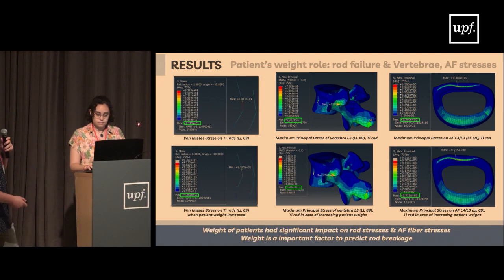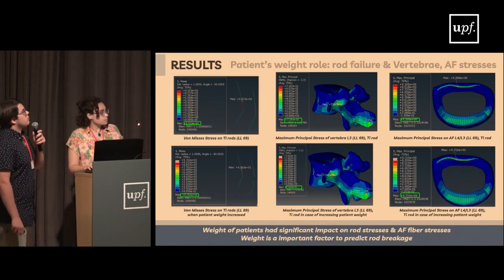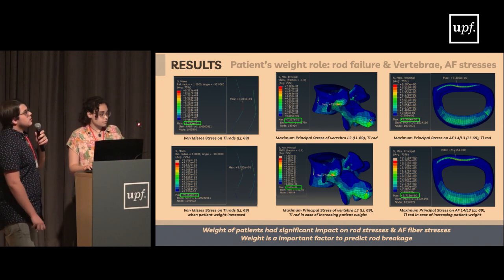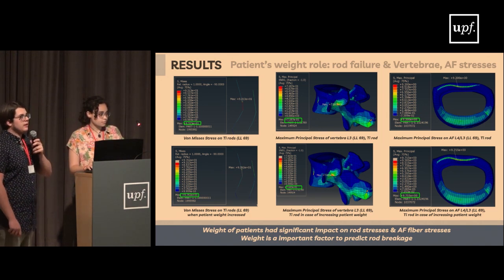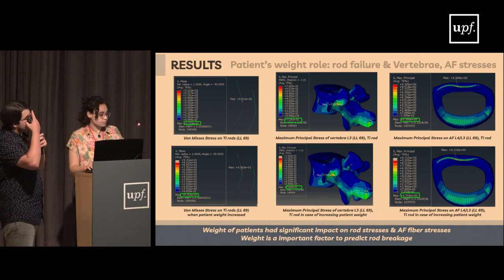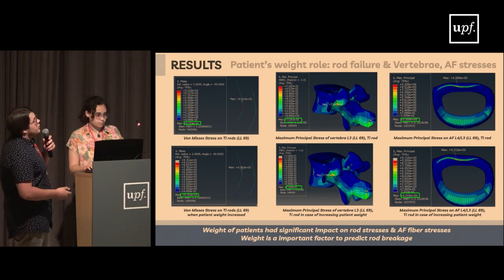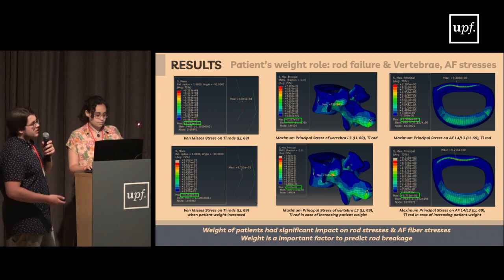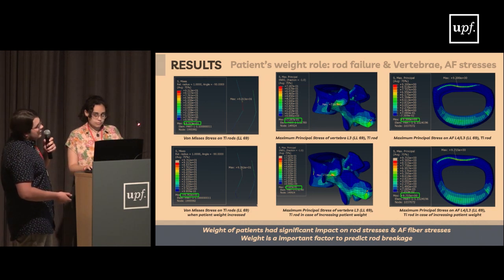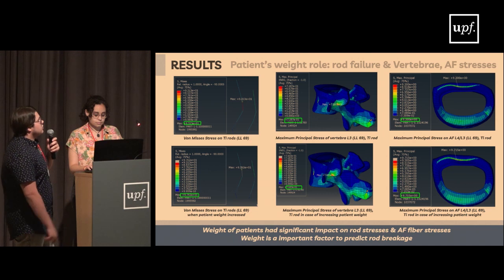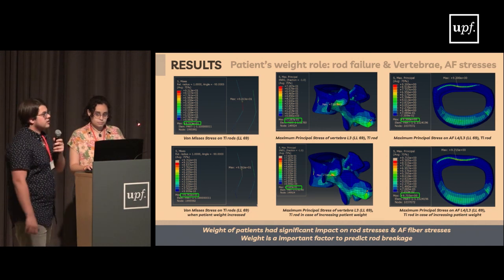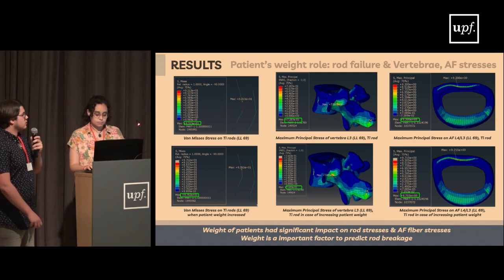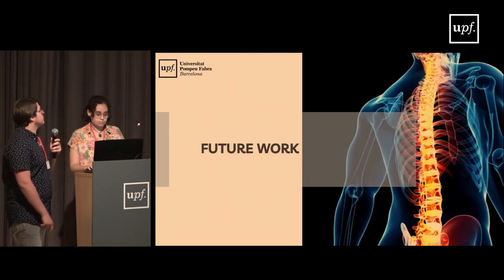That is due to the property that chrome cobalt is stiffer, thus decreasing the mechanical complications on the lumbar lordosis. And finally, we experimented on whether the weight had an impact on the surgery, and the result says that it does. Whenever the mass of the patient increases, the stresses on the rods and the annulus fibrosus increase as well. So we determined that weight is a really important factor to assess and predict a rod breakage.